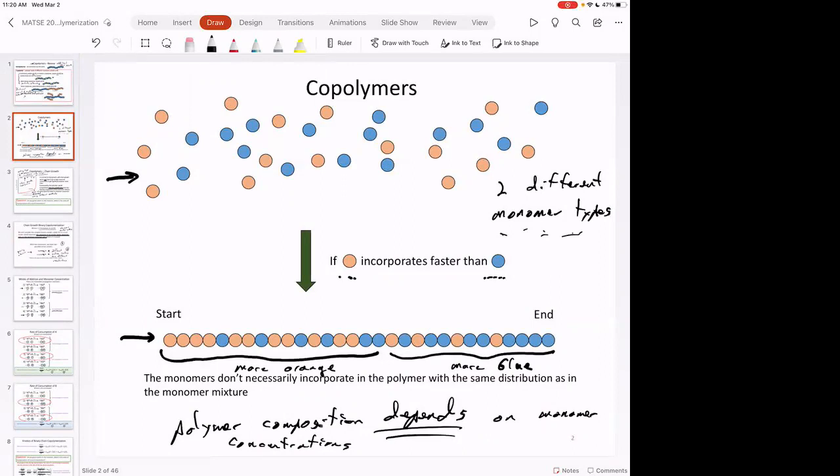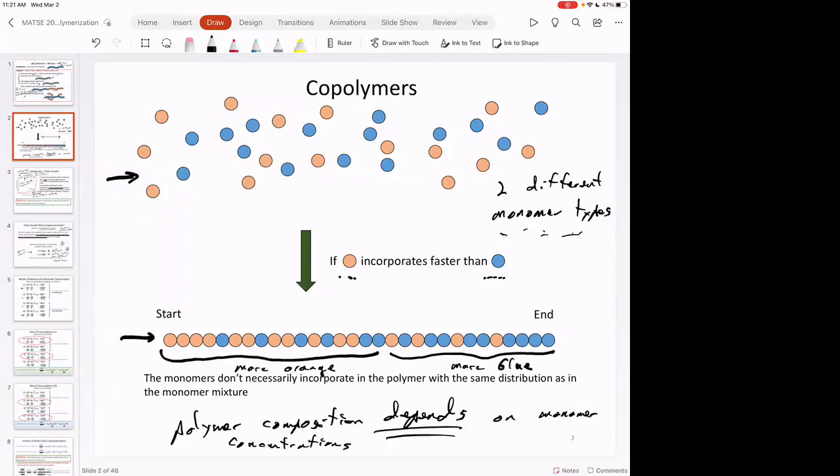So we have a mixture of monomers, in this case, orange colored monomers and blue colored monomers. Remember, the way we make a polymer, we dump all our monomers and solvent in, then we're going to initiate it somehow because this is a chain growth addition polymerization. And then we're going to let the monomers incorporate into the chain in order to get these certain sequences.